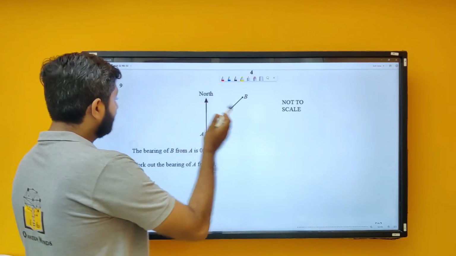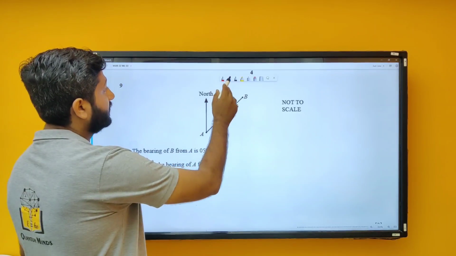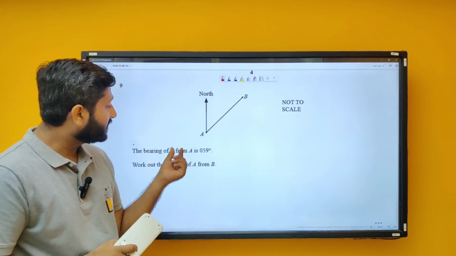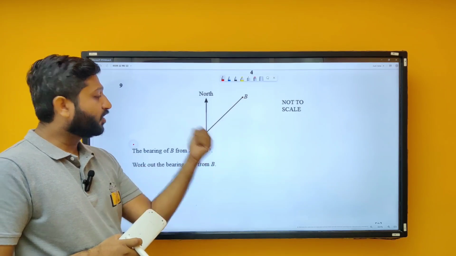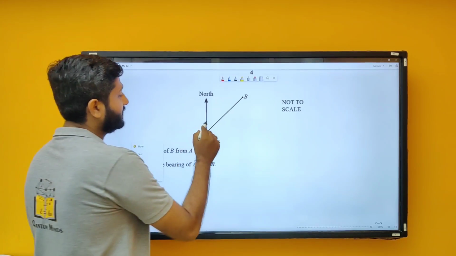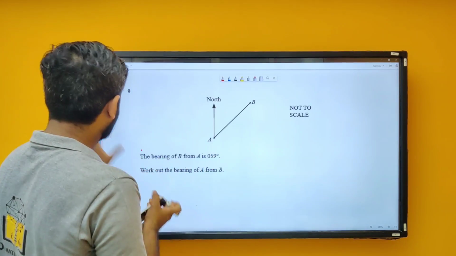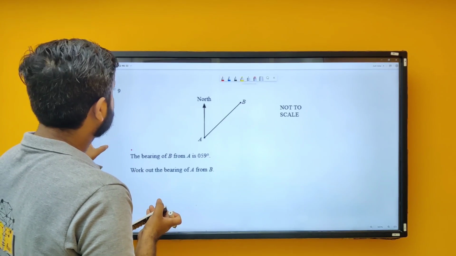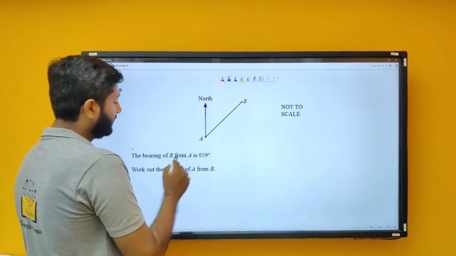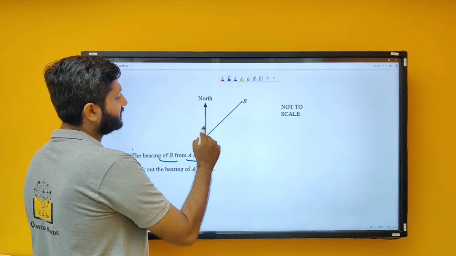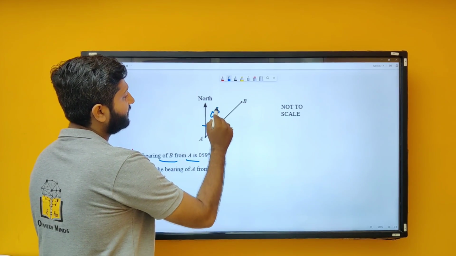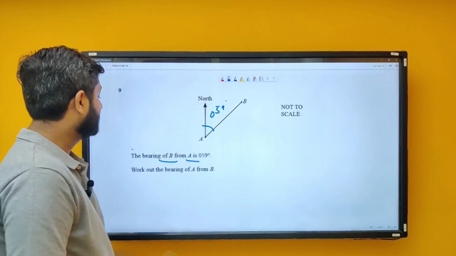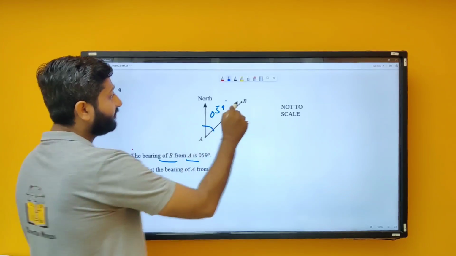I have a question on bearings. The bearing of B from A is 059. So this is 059 or 59 degrees. Work out the bearing of A from B.